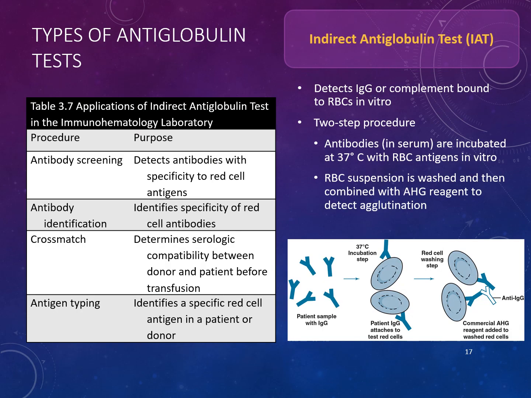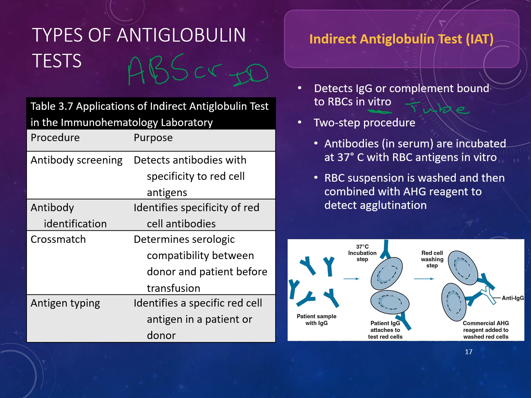The other antiglobulin test is the indirect antiglobulin test. This detects IgG or complement that is bound to the red blood cells in vitro. In vitro, you've got that T in there. That means in your test tube. So this basic step is your antibody screen, or your antibody ID.